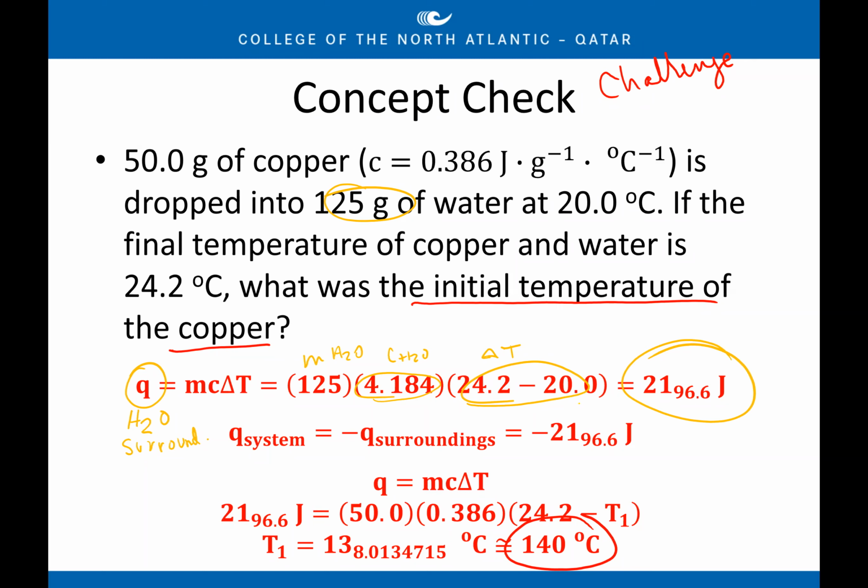So I multiply all that together and I find out that the water absorbs 2,196 joules, so around 2,200 joules of energy. Remember, this is the surroundings. This is what the water is absorbing.